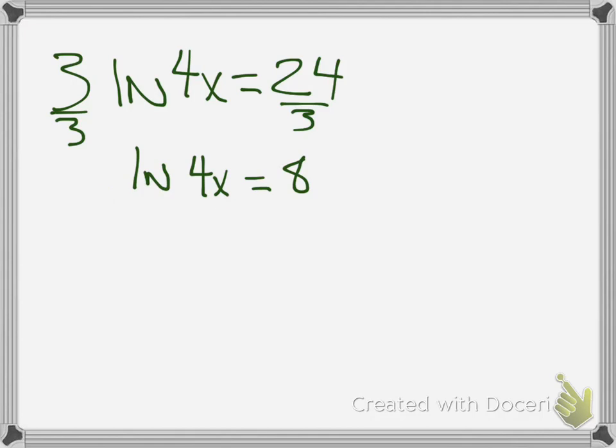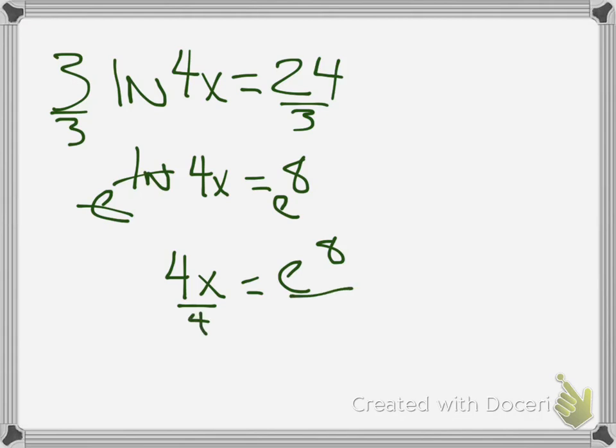Now, there's a property that says if I put both of those as exponents of e, the natural log and the e will cancel each other out, leaving me with 4x equal to whatever e to the 8th is. Then I can divide by 4, and I can get my answer, which in this case is about 745.2395.